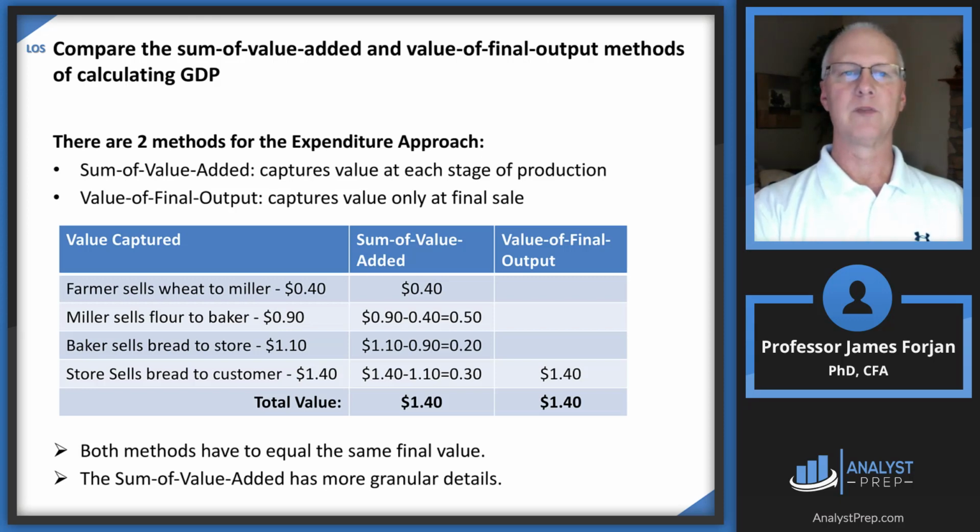Two methods for the expenditure approach. One simply just takes the value at each stage. The other one looks at the end value. And so the sum of the value added, you can see the example here where we start with 40 cents, where a farmer sells a commodity to a milling company, and then the milling company does whatever millers do, and they turn it into flour, send it to the baker, send it somewhere else, send it somewhere else. And so you sum the two columns and you're going to get 140.